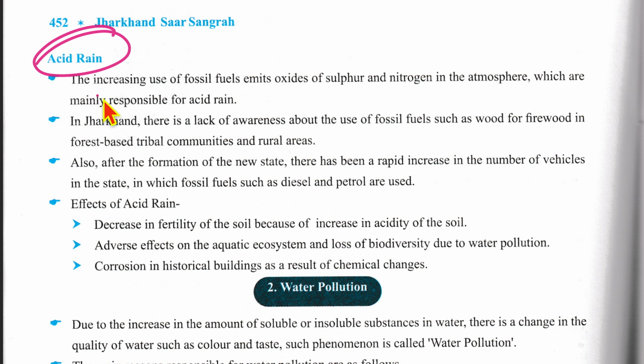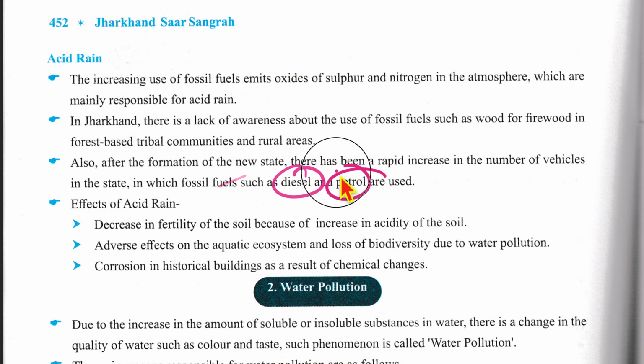Now, acid rain. The increasing use of fossil fuel emits oxides of sulfur and nitrogen in the air, which are mainly responsible for acid rain. In Jharkhand, there is a lack of awareness about the use of fossil fuels such as wood for firewood in forest-based tribal communities and rural areas. Also, after the formation of the new state, there has been a rapid increase in the number of vehicles in the state, in which fossil fuels such as diesel and petrol are used.